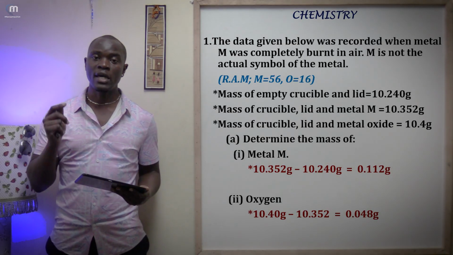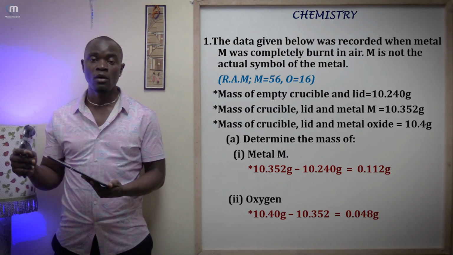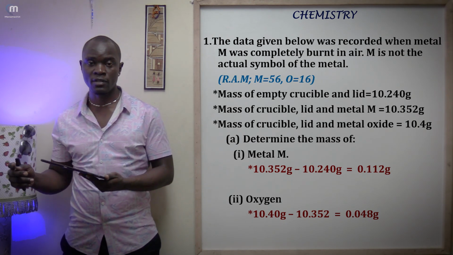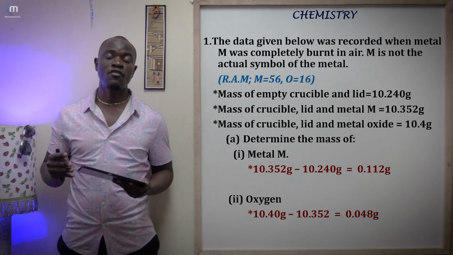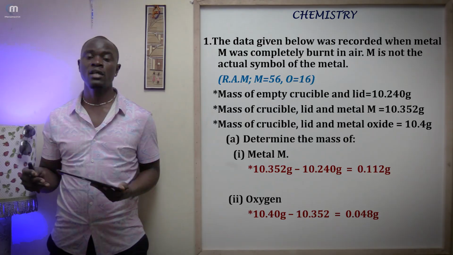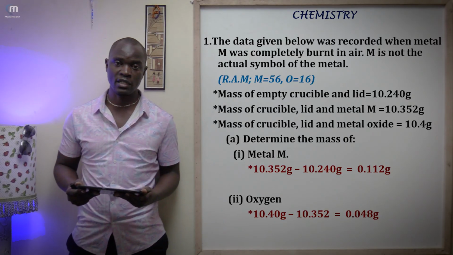So remember, we have the mass of metal M, which is 0.112 grams. Then we have the mass of the oxygen, which is 0.048 grams.